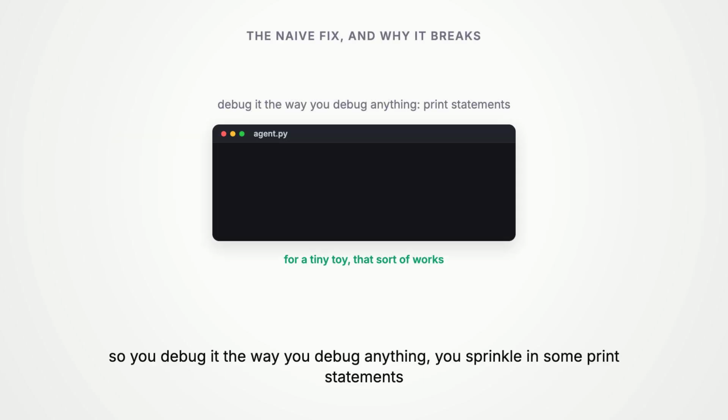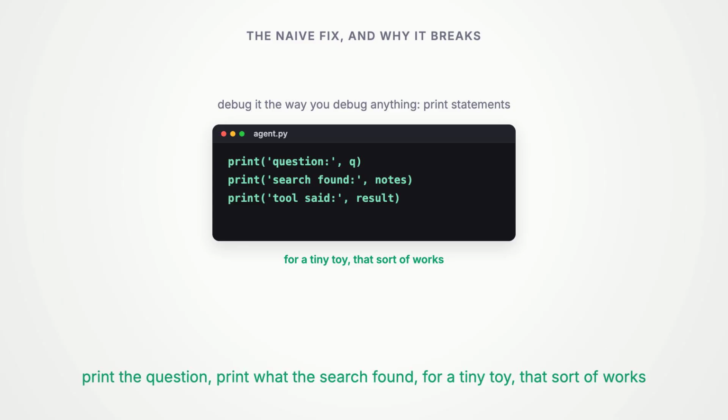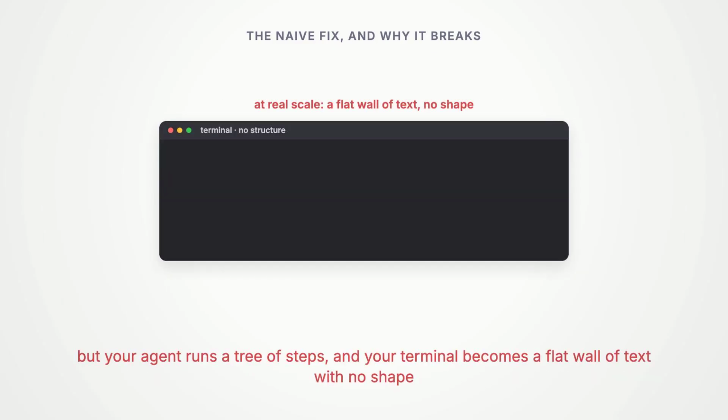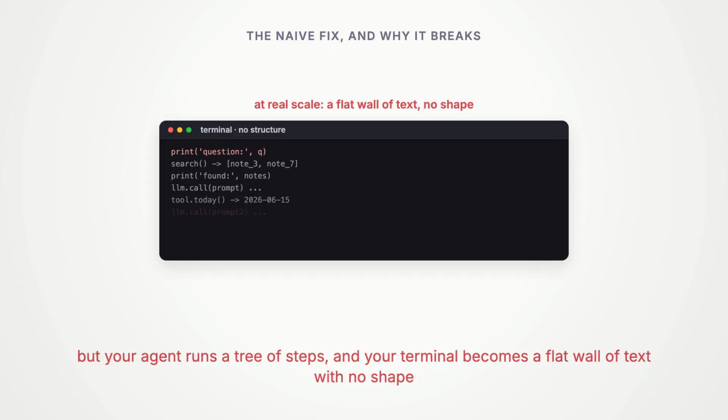So you do the natural thing. You try to debug it the way you debug anything. You sprinkle in some print statements, print the question, print what the search found, print what the tool said. And honestly, for a tiny toy, that sort of works. But watch it fall apart the moment things get real. Your agent does not run one step. It runs a tree of them, steps calling steps calling steps, and now your terminal is a flat wall of text with no shape to it.